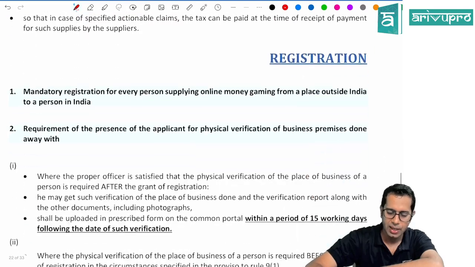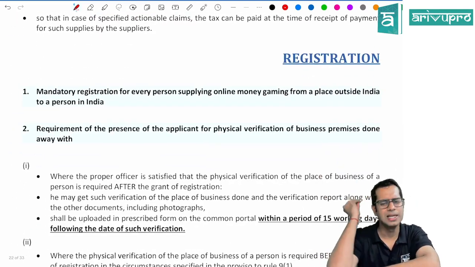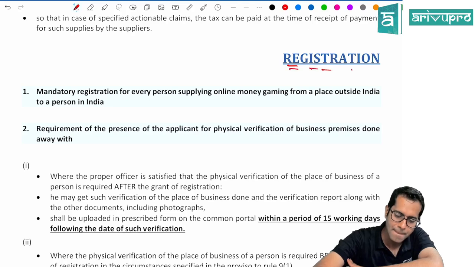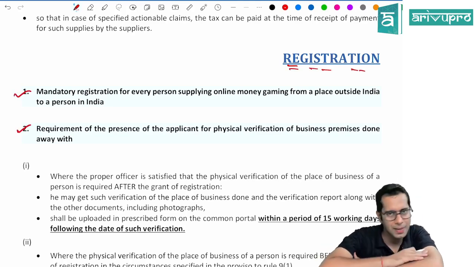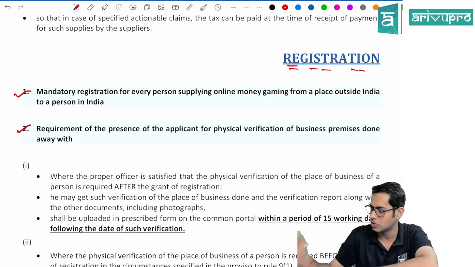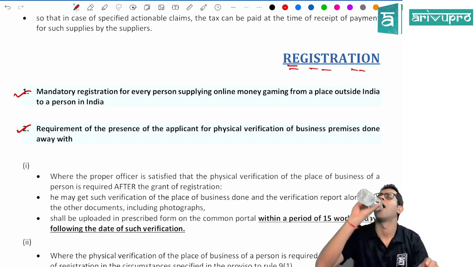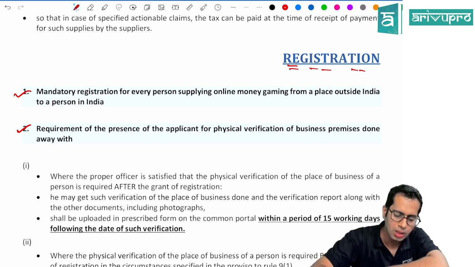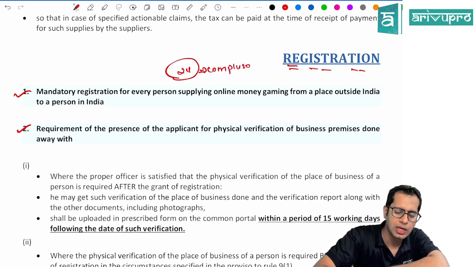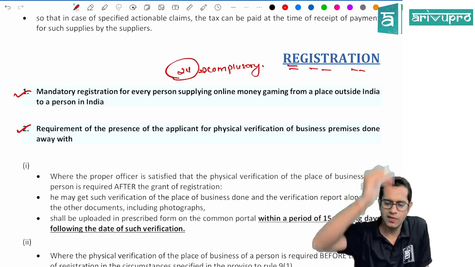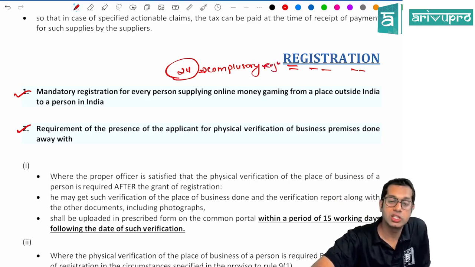Next amendment is with respect to a beautiful topic called registration. What is this amendment talking all about, sir? Now there are different amendments over here, but these are all procedural amendments, meaning these are all important from practical aspects of your life. Section 24 of CGST Act talks about compulsory registration. They have given a list of different people who have to take registration under GST law compulsorily.